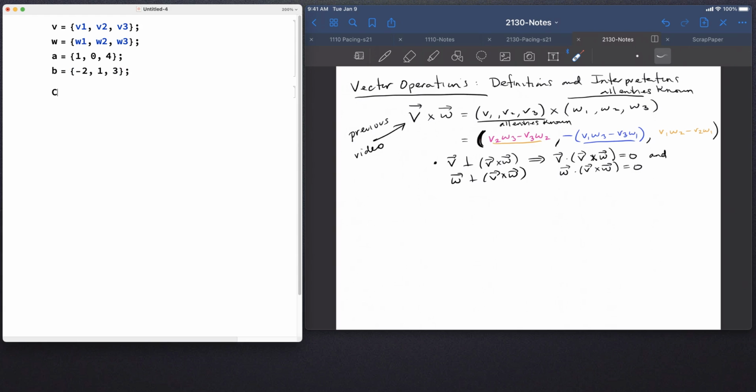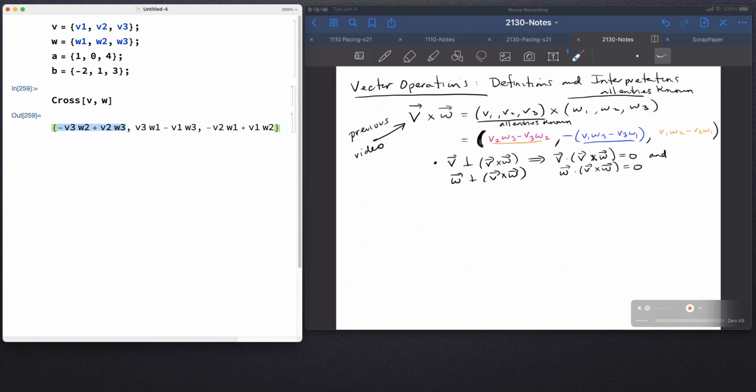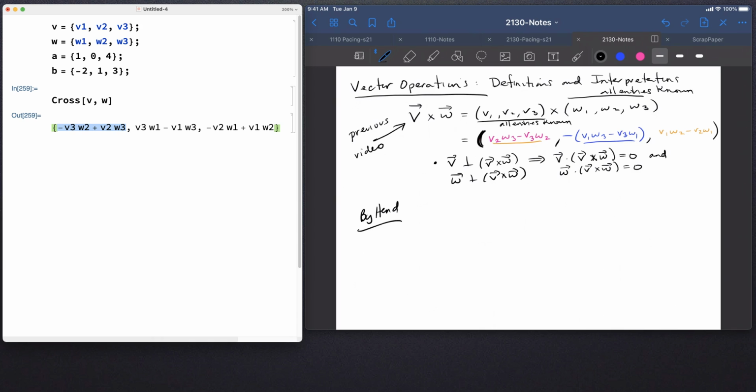It's pretty straightforward to ask the computer to cross product the vectors v and w, and you will find that you get the same equation that we have over there on the right hand side of the screen. Okay. So one thing we need to just talk about is to make sure everybody can compute the cross product by hand. Okay, so I want to look at that right now.